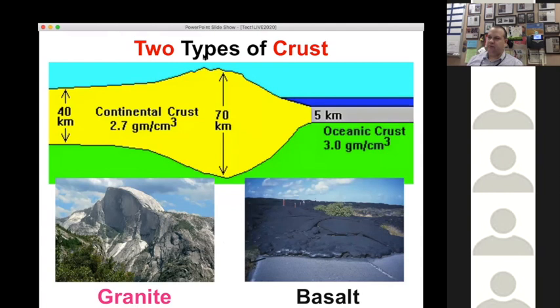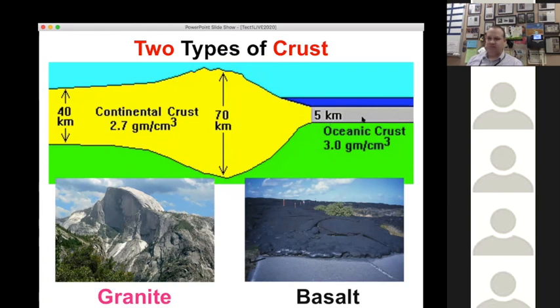There are actually two types of crust. Not all crust is the same. We have the crust of the continents, which is thick, can be as much as 70 kilometers. This is in California. It's called Half Dome, and it is made of the rock granite.